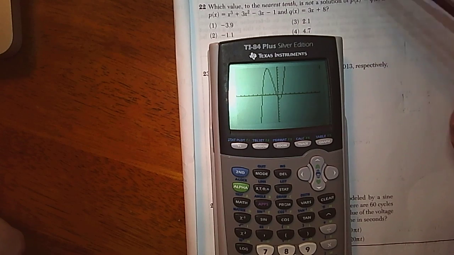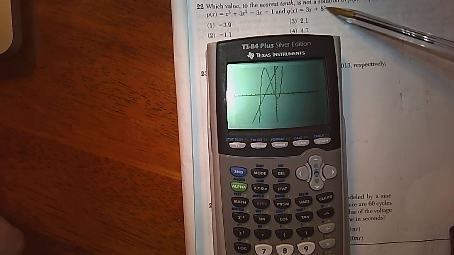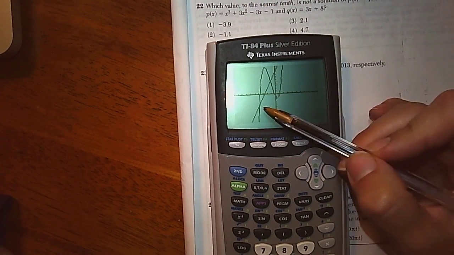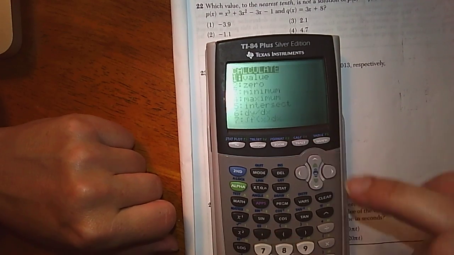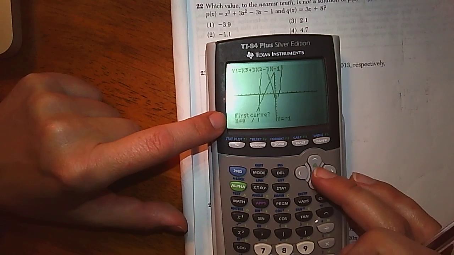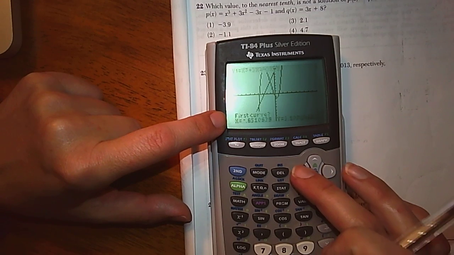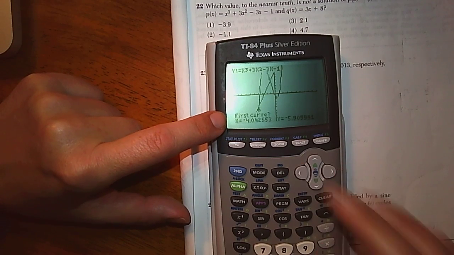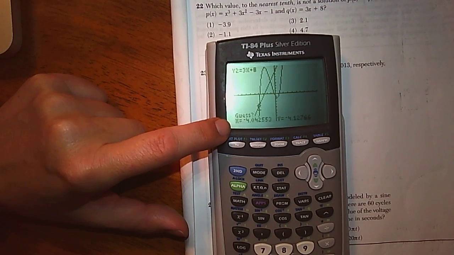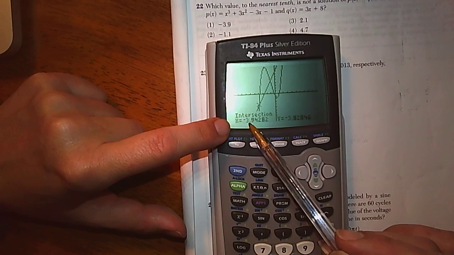Okay, now let's take a look at this, which is not a solution. So what we're going to have to do is find the intersection here. I'm going to do second, calculate. We're going to go 5 for intersect. Now we're going to do the blinking man. So let's bring them all the way over to the first intersection point. So we're going to go over here. Enter. Second curve, enter. So negative 3.9.